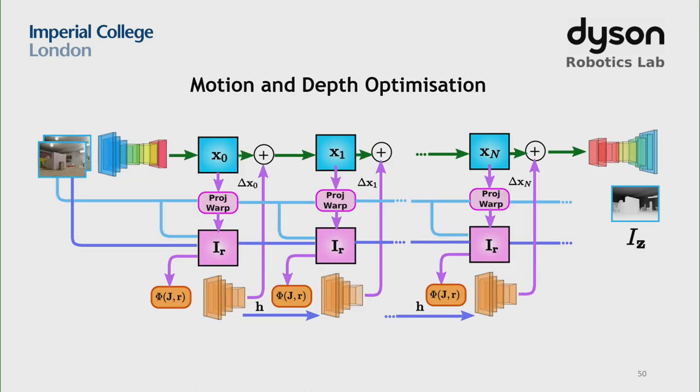This is just the structure of the network. It looks complicated, but it's really simple. It's basically just: get a network to predict an update, add that update to your current estimate of the depth and the pose, rewarp your image, recompute the error, feed it back into the network, and then iterate.